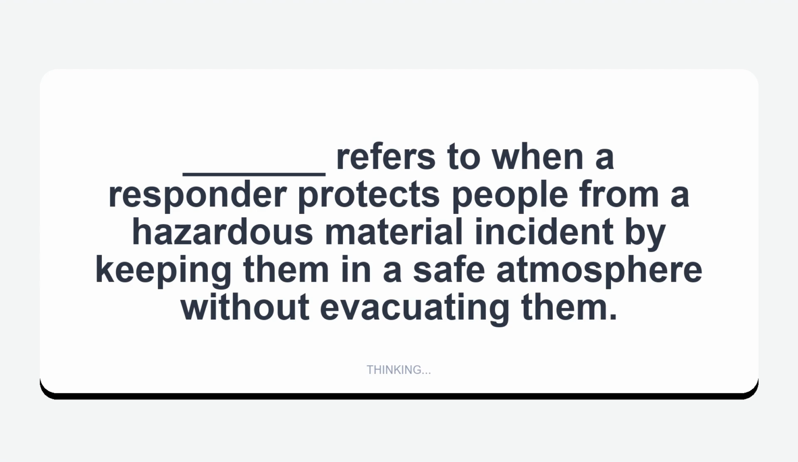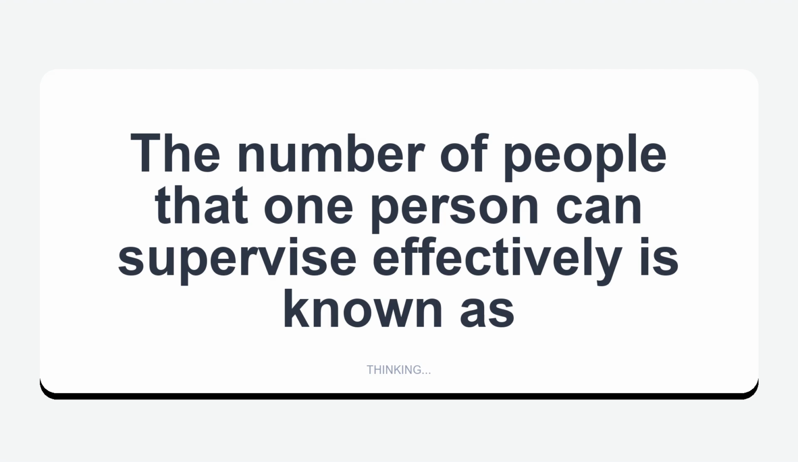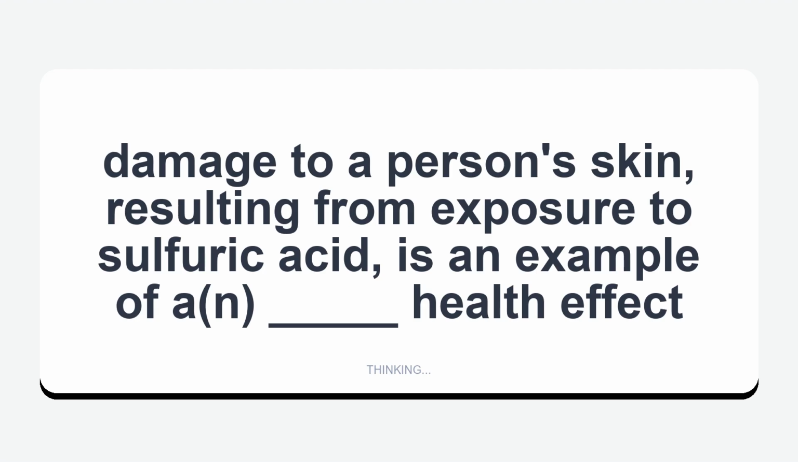Refers to when a responder protects people from a hazardous material incident by keeping them in a safe atmosphere without evacuating them. Shelter in place. The number of people that one person can supervise effectively is known as span of control. Damage to a person's skin, resulting from exposure to sulfuric acid, is an example of a health effect. Acute.